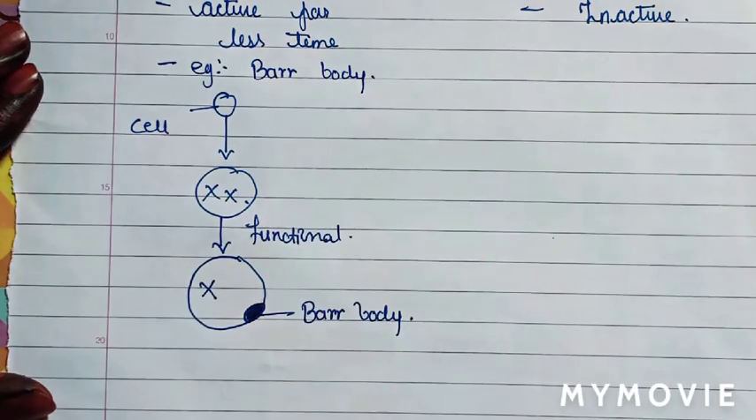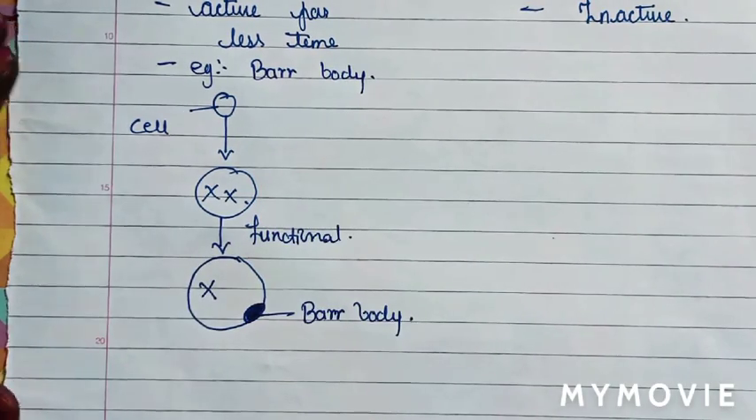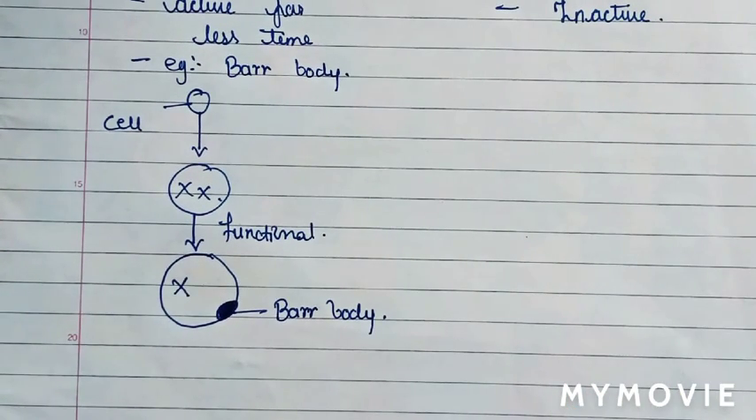So we have seen in this video chromatin, the types of chromatin on the basis of staining, as well as autosomal chromosomes and sex chromosomes, and we have seen the history of chromosomes. So thank you friends for watching my video.